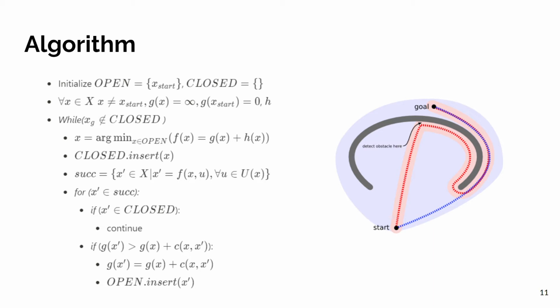We iterate over the successors. If we find a successor which has already been expanded, then we let it be. If the successor is not in the closed list, then we check if a better path can be found to that successor, in this case from X, than the previous best path. If this happens, we update the cost and finally place the successor into the open list, and the search keeps on progressing until we reach the goal.